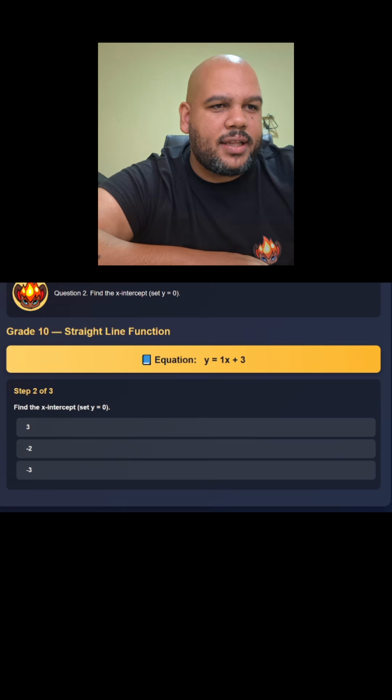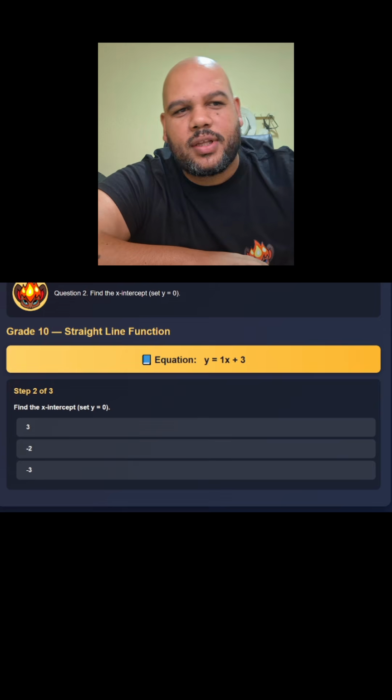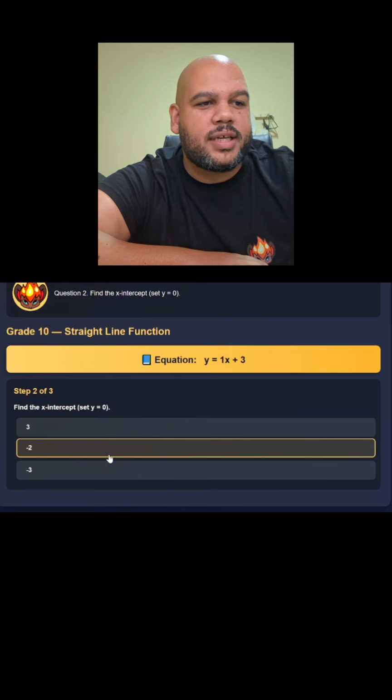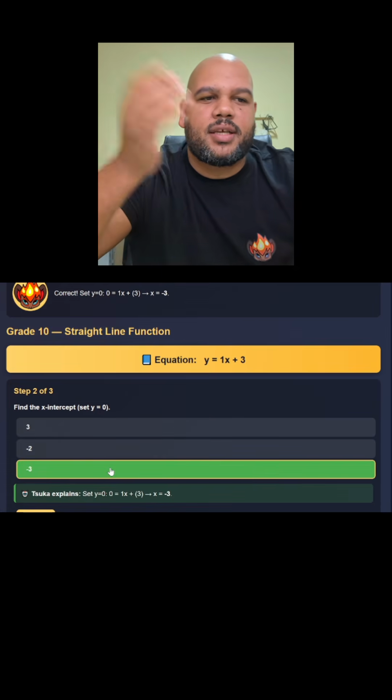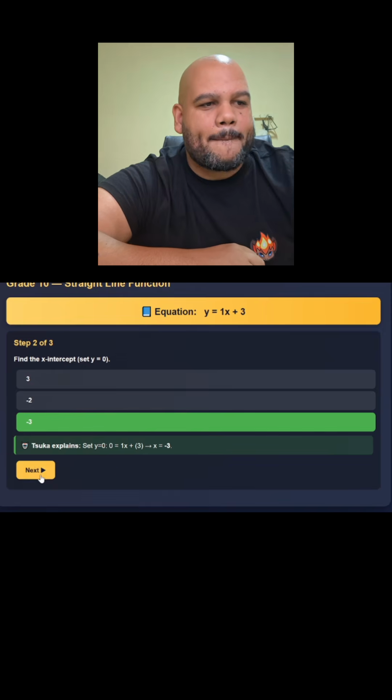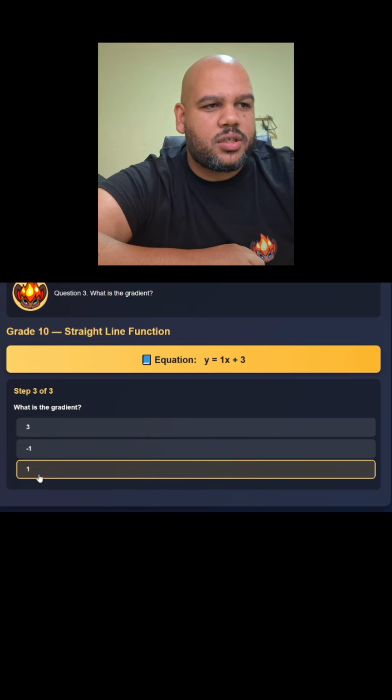Then we need to find the x-intercept. Okay, so we need to carry the 3 over. That's going to be negative 3 divided by 1. So the answer is going to be negative 3. That's the x-intercept. That's where the graph cuts the x line. Okay, let's get into the next question.